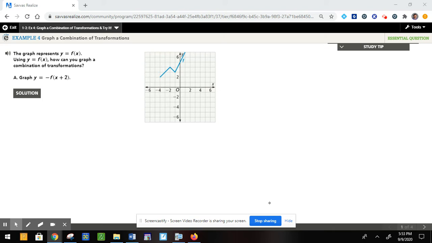There's the negative out front, which is going to flip it over the x-axis. And then the +2 is going to actually move it to the left. So let's just click on the solution. The first thing they deal with, again, is the +2 that moves it to the left.